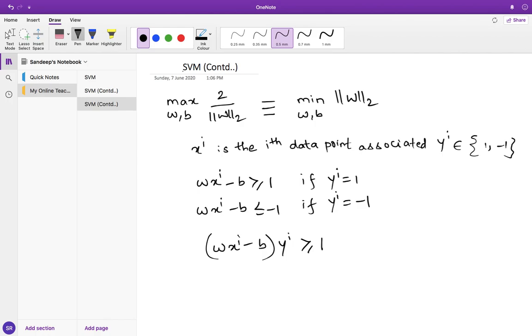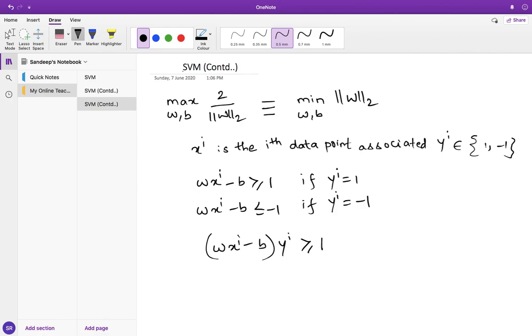How can I write this? Because here wxi minus b is greater than or equal to 1, which is positive, and yi is positive, so positive and positive, it's the same condition. Whereas here wxi minus b is less than or equal to minus 1 and yi is minus 1, so when you multiply them, both become positive, the term becomes positive. So both equations can be written in a single equation like this.